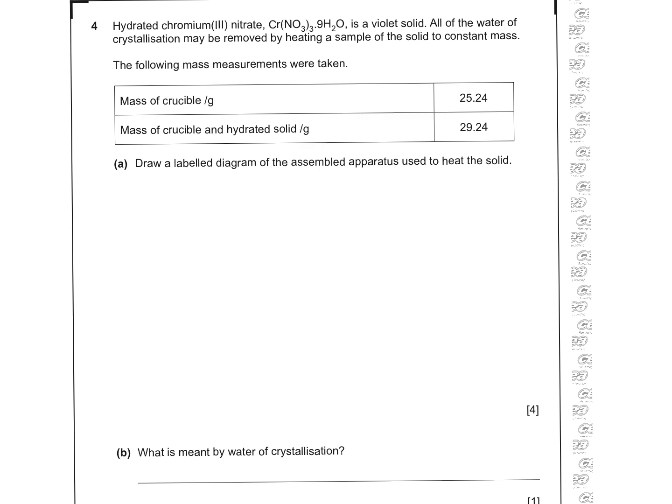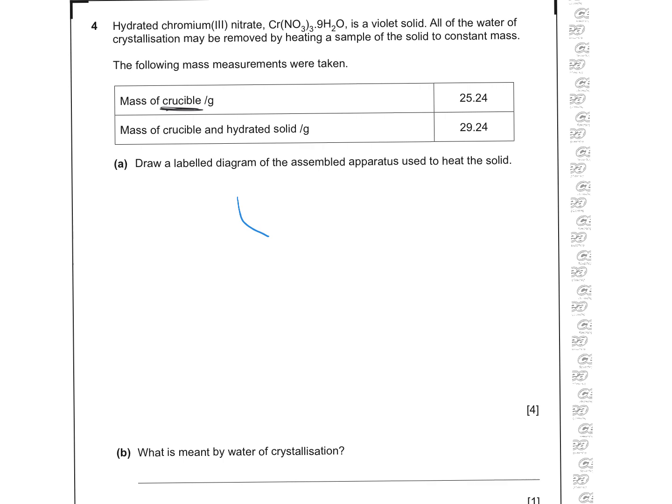On to question 4. So we've got a hydrated salt, chromium 3 nitrate, violet solid. All of the water of crystallization may be removed by heating the sample to constant mass. So the first thing you have to do here is draw a labeled diagram of the assembled apparatus used to heat the solid. Well, the container that has to be used here is a crucible.